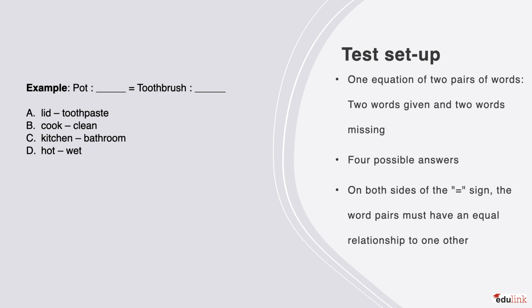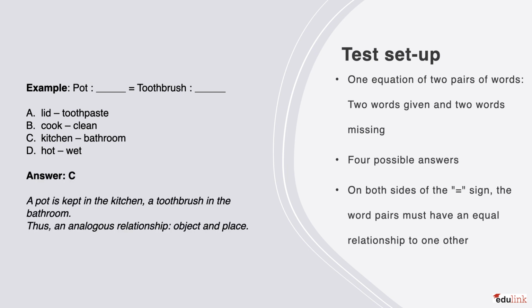Reading this from left to right, we have pot is to blank as toothbrush is to blank. You're given options such as pot is to lid, like toothbrush is to toothpaste, and so on. You can pause here and think of the best answer. The correct answer is C. This is because one can say that a pot is kept in the kitchen and a toothbrush is kept in the bathroom. That means that there is an analogous relationship between the blank fields and the word pairs, one that has to do with objects, so pot or toothbrush, and places, kitchen or bathroom.